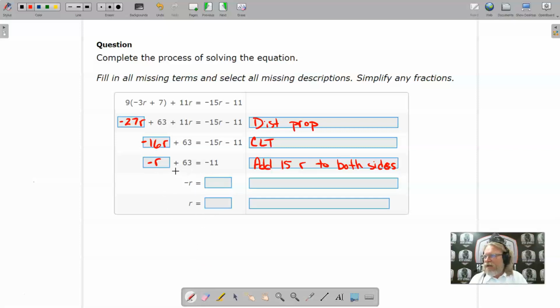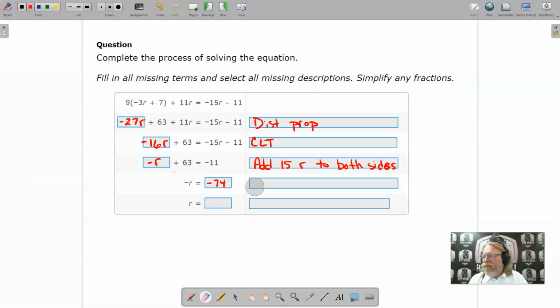So the next thing to do is, it looks like we're going to subtract 63 from each side. So minus 63. So we're actually adding two negative numbers together over here. And so it's going to get more negative. And 63 plus 11 is going to be 74. Right? So we're at that point there. We're good to go.